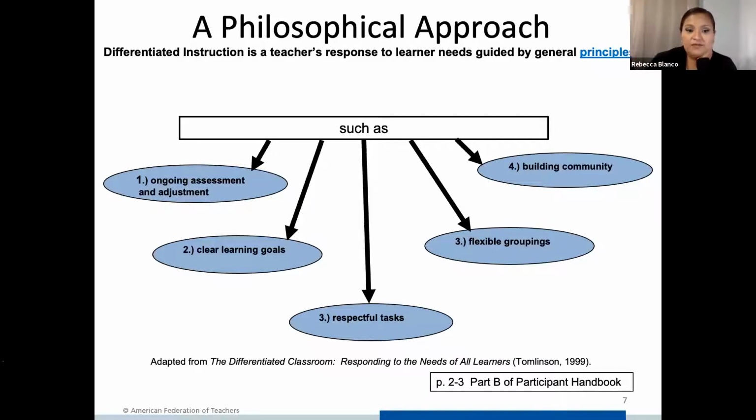Okay. And if you need any more information on this, you can look on page 3 of your participant handbook, and there is some more reading in there about this.